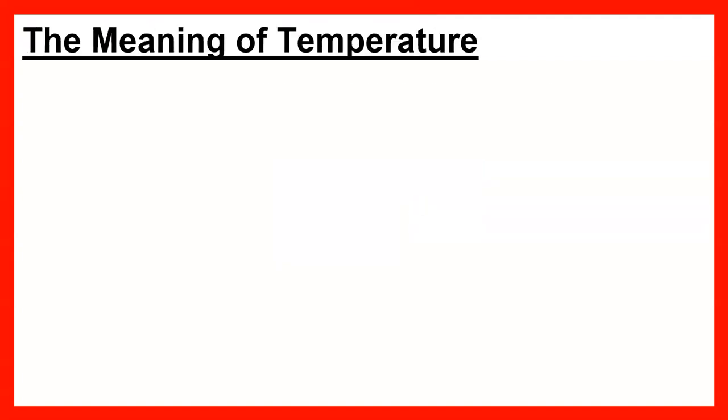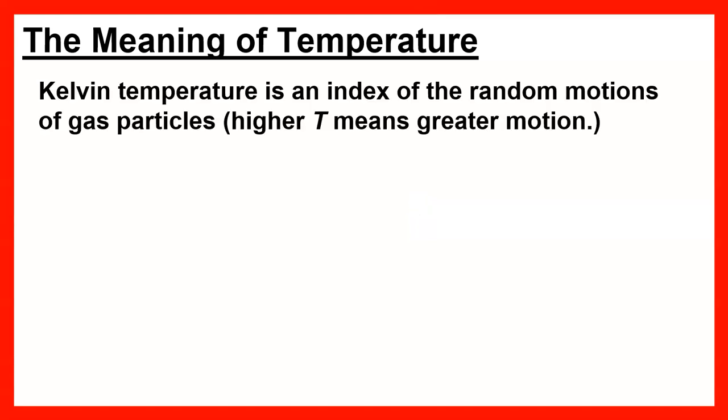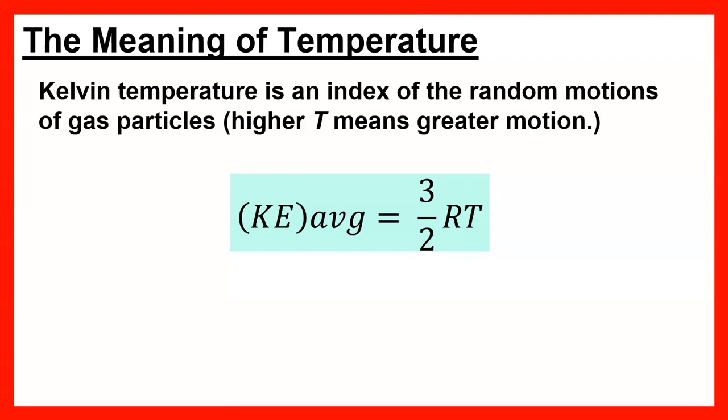A reminder that temperature, when we use Kelvin, is a measurement of the motions of the gas particles. It is giving you an idea about how much motion there is. So a higher temperature means greater motion. We have more of that kinetic energy. So our average kinetic energy can be related to this equation sometimes as well. Once again, not necessarily something that we will be using a lot, but I just want to throw it out there in case you stumble across it.